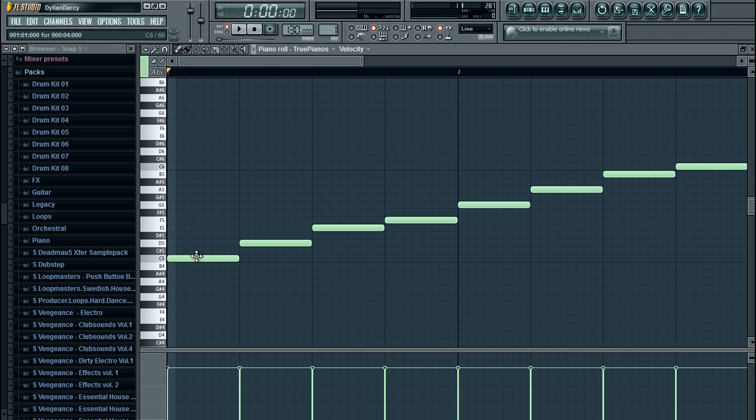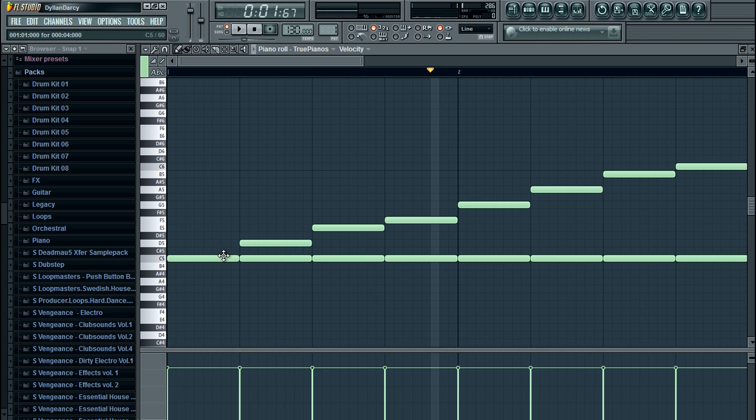So we have C1, D2, E3, F4, G5, A6, B7, and these are the 7 notes in the scale. Now this one up here is just C in a higher octave than this one. So what we're going to do now is add notes on top to create 2 note chords. So now we've got some 2 note chords open.